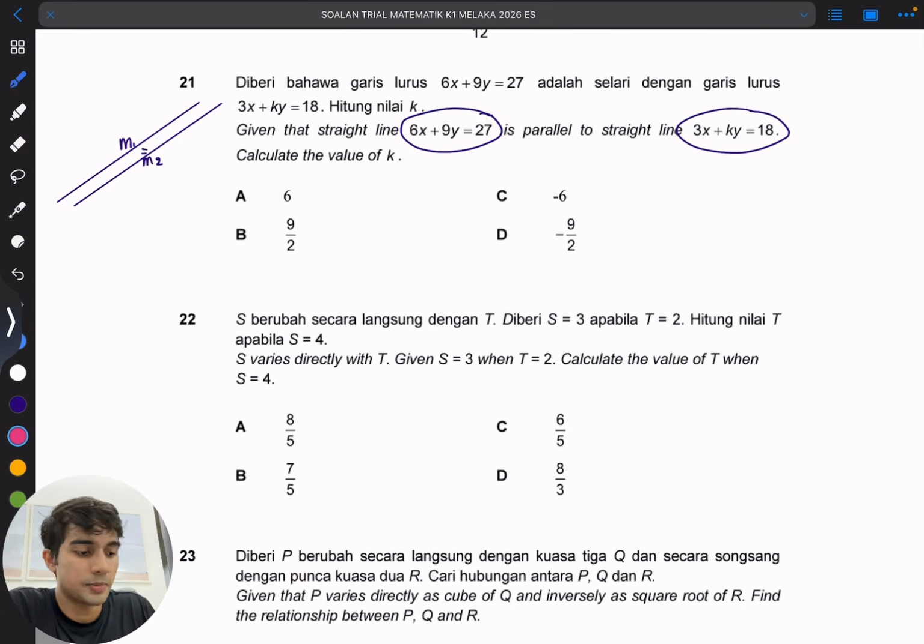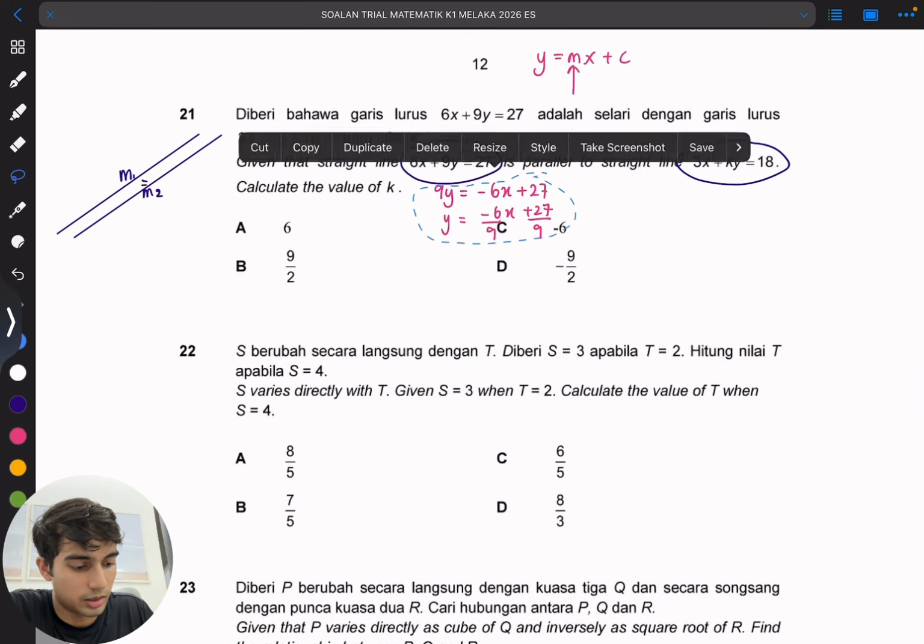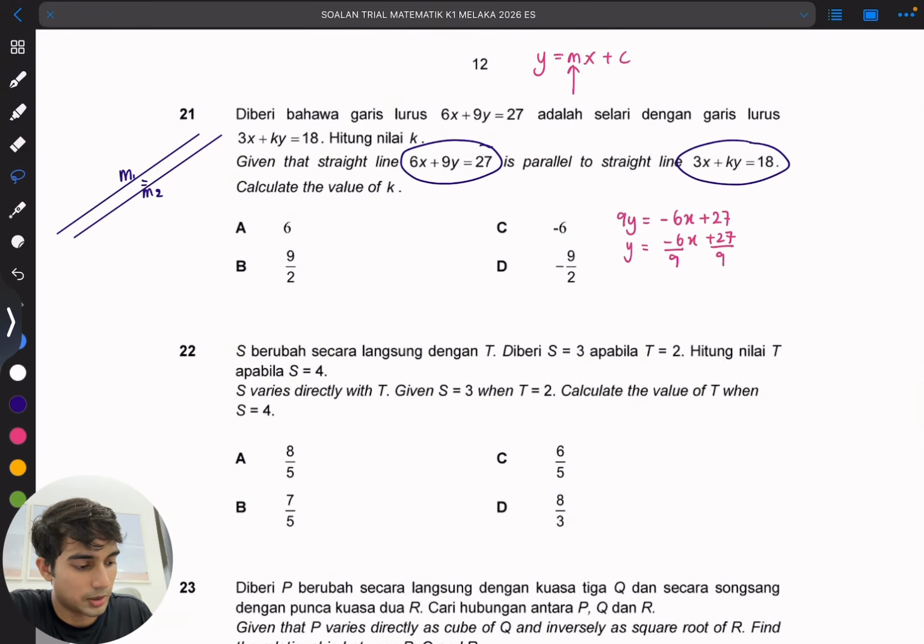So to find out a gradient, we express them in the general equation, y equals mx plus c. So gradient is the coefficient of x, basically. So we try to make y the subject here. So 9y is negative 6x plus 27. Therefore y is negative 6x plus 27 divided by 9. Okay, let me write it nicely here. I put it here. Okay, so this gradient is negative 6/9.